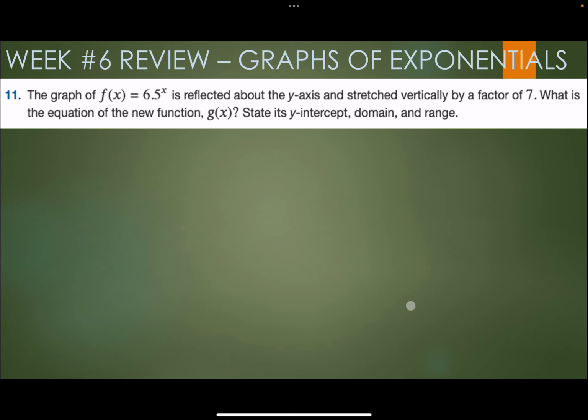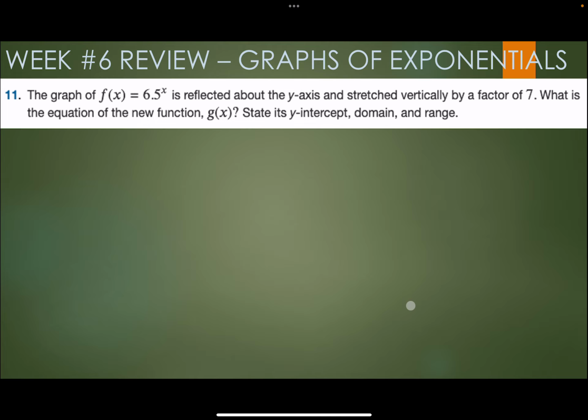Okay? On to question. Oh, I think I deleted a slide. Oh, sorry. On to question 11. So question 11 says the graph of f of x equals 6.5 to the x is reflected about the y-axis and stretched vertically by a factor of 7. What is the equation of the new function? Say its y-intercept, domain, and range. Oh, I know why. I got rid of 9 and 10 because they did very similar things that we're going to do now. So you can practice 9 and 10 on the previous slide. 11 is going to do very similar stuff.